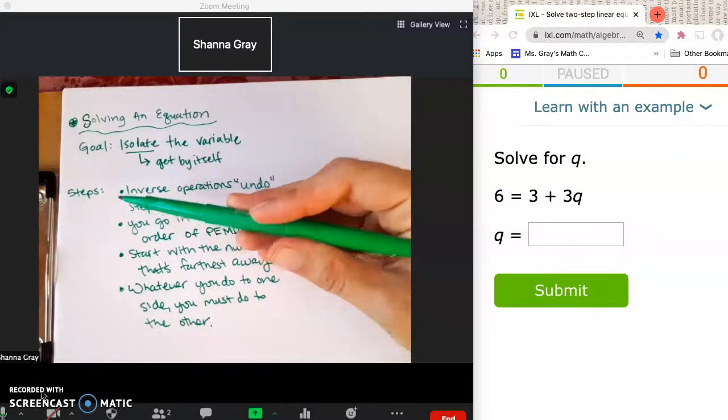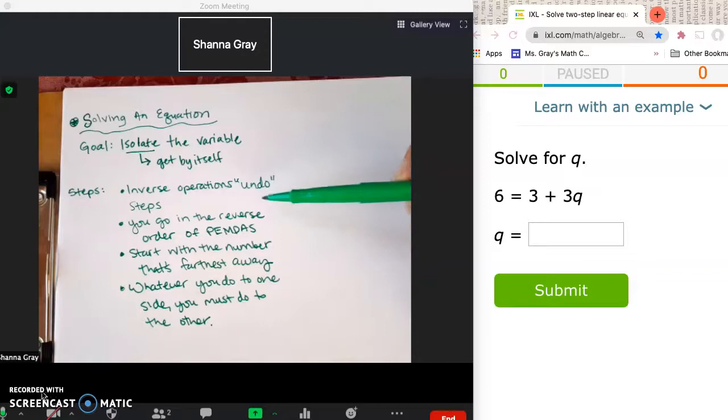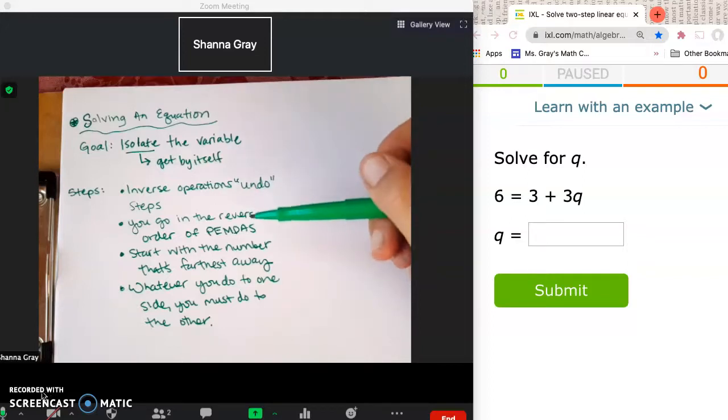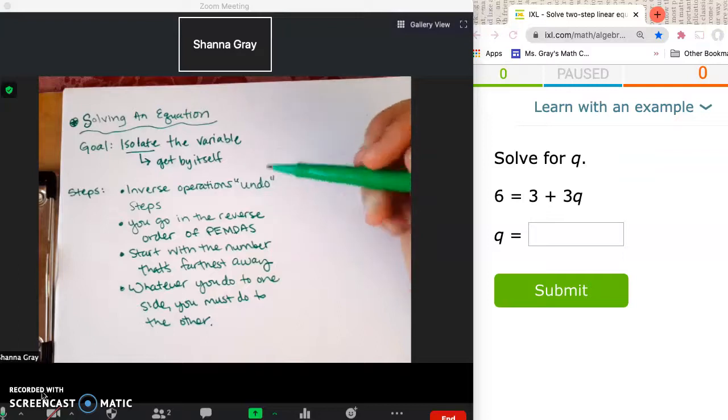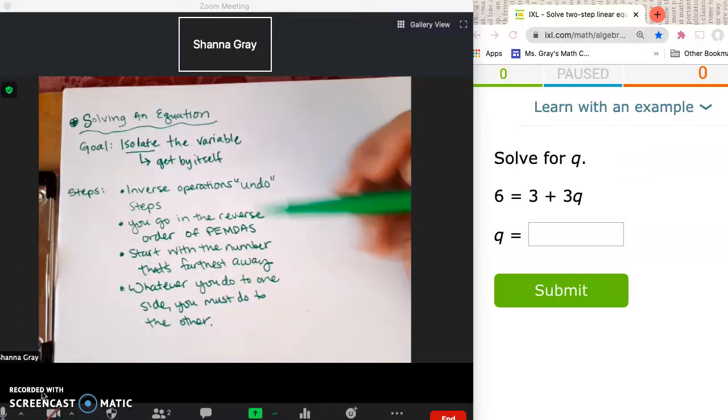The steps basically are that you need to use inverse operations to undo the steps inside your equation. You have to go in the reverse order of the order of operations, which is PEMDAS. So you can almost think of it as, like I've told students before, SADMEP. You go backwards through the order of operations.